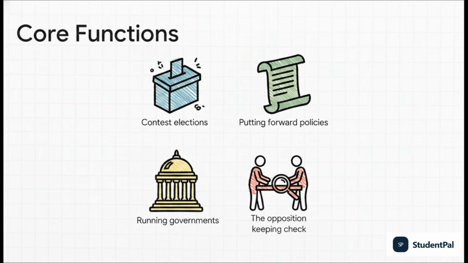Think about it like a giant puzzle. A vast multitude of public opinions needs to be grouped together to give a government actual direction. Parties are the ones doing that grouping. Third, the winning parties form and run governments by recruiting and training leaders to become ministers. Fourth, and this is crucial, the losing parties don't just disappear. No way. They play the vital role of the opposition, voicing different views and constantly keeping the government in check.